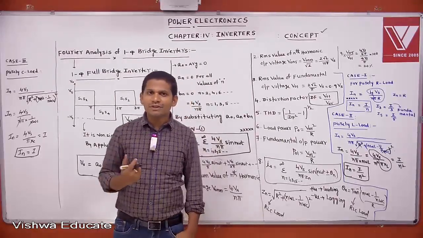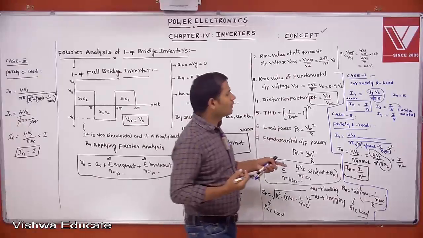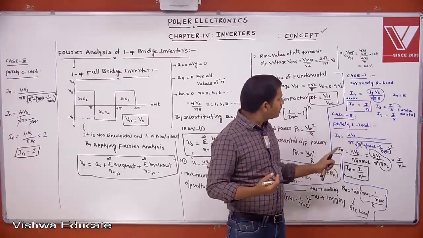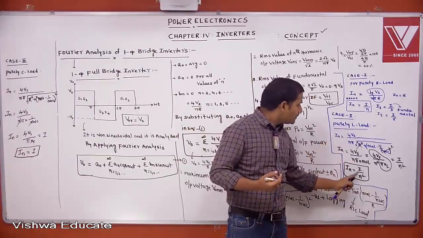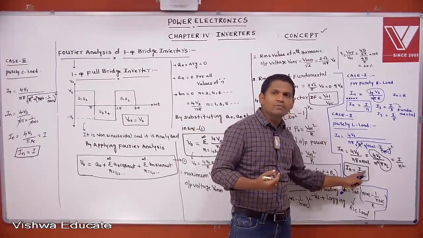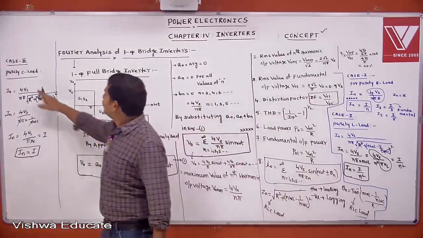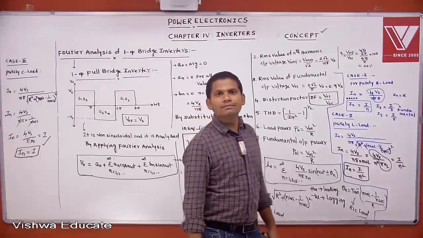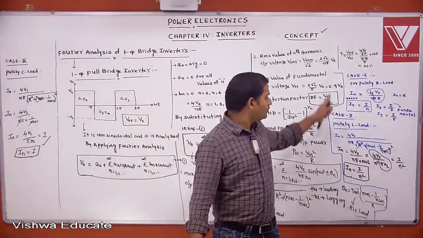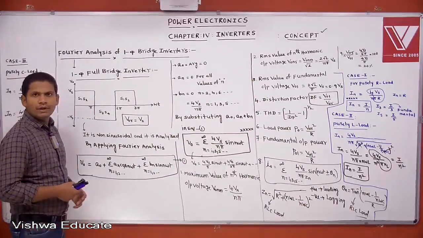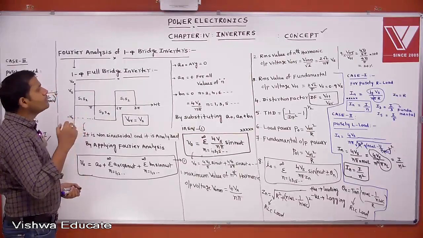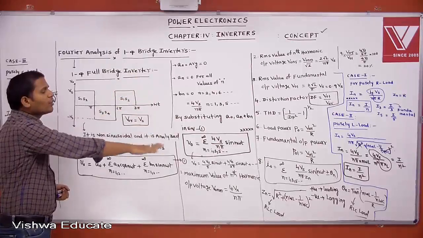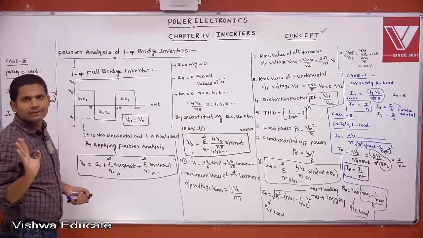See the observation here. If it is a purely resistive load, nth order harmonic current equals 1 by n times of fundamental. If it is purely inductive load, nth order harmonic current equals 1 by n square times of fundamental current. If it is a purely capacitive load, nth order harmonic current equals fundamental current. Clear? Note down this. Now, this is about Fourier analysis of full bridge inverter and the related formulas and observations.